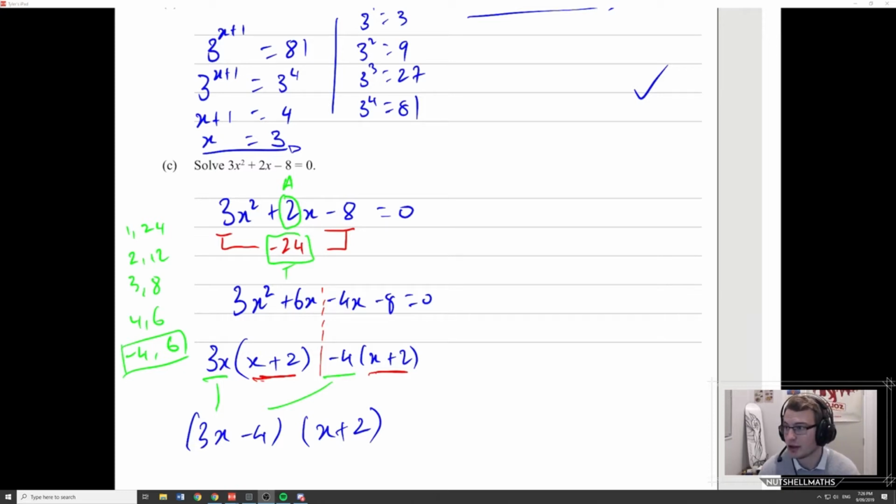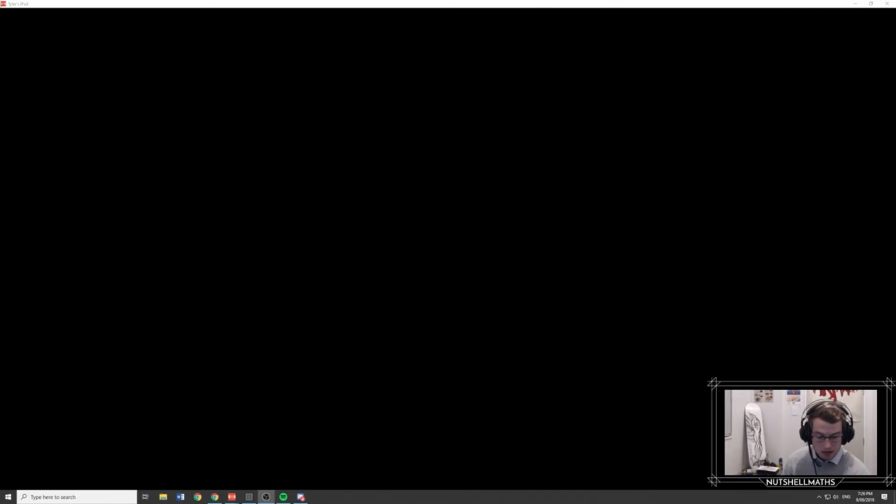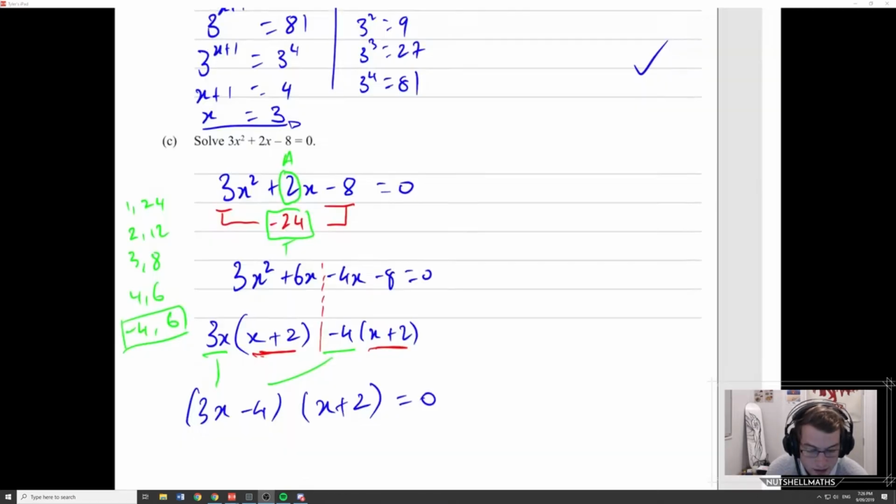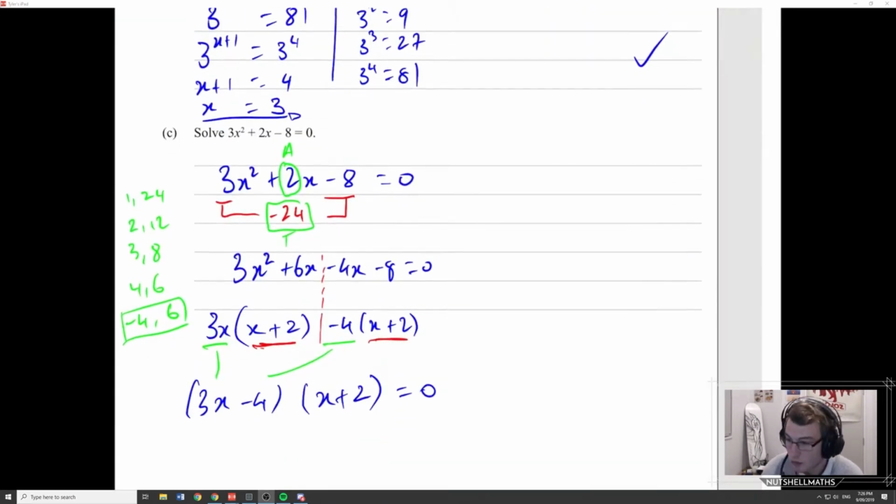Go have a look at Learn Coach if this doesn't make sense. That's a good idea. So, we've got this here. This equals 0. If you get to this point, you get an achieved already. But we're more than achieve.